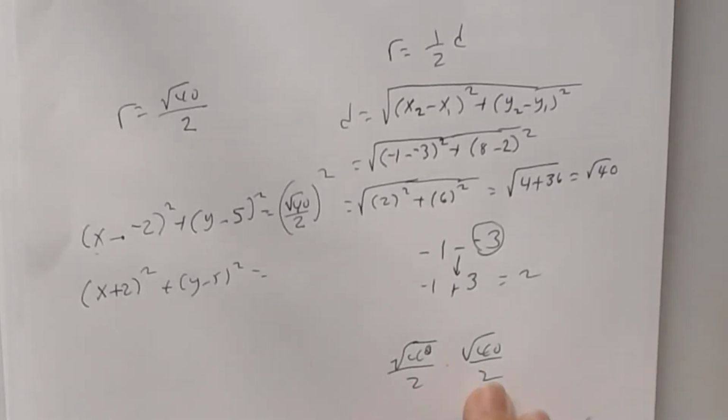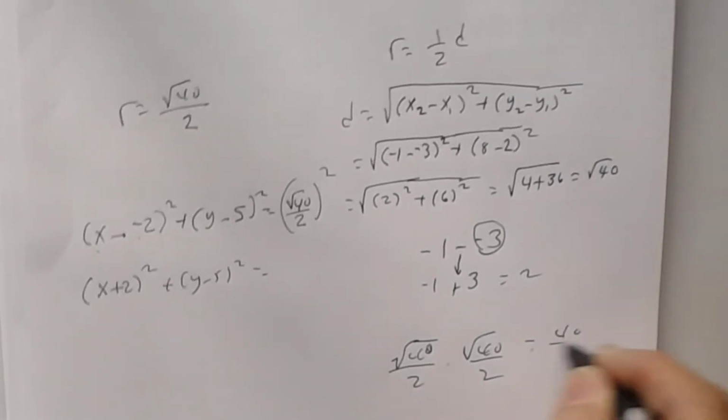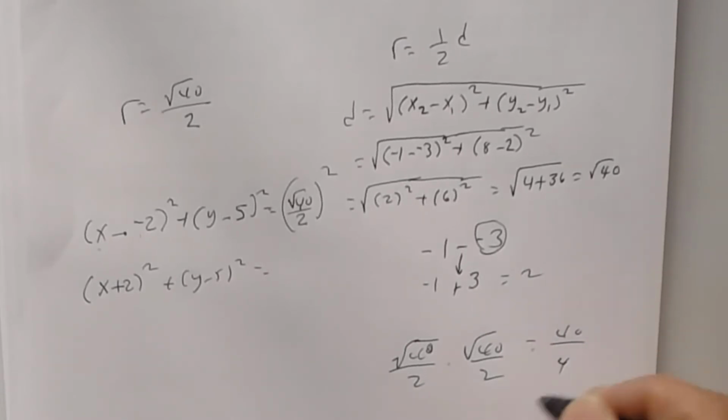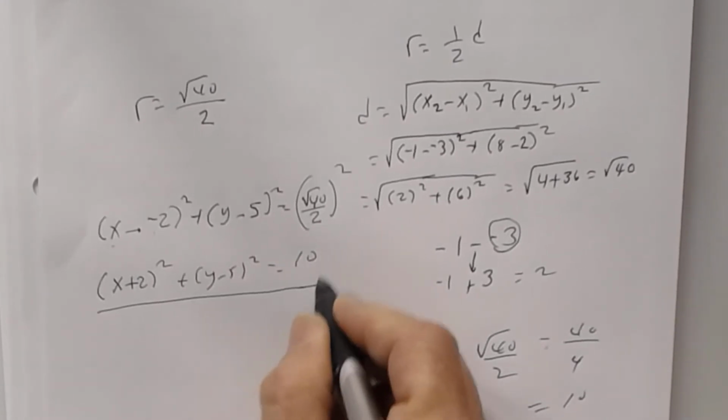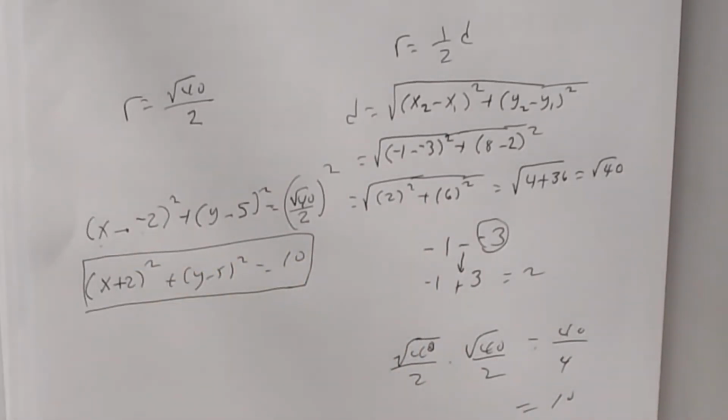What's the square root of 40 times the square root of 40? 40. What's 2 times 2? 4, what's that? 10. So this is 10. So that's why I didn't want you to simplify this, because you'll be squaring that radical and the radical goes away. So this is 10. Leave it as the square root of 40, because when you square it, it's going to end up being 10. All right, you're done. Let's look at another one.